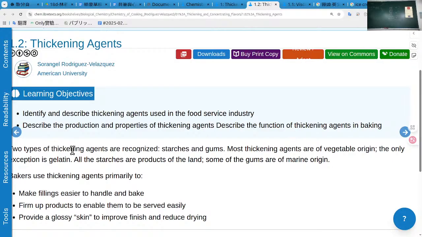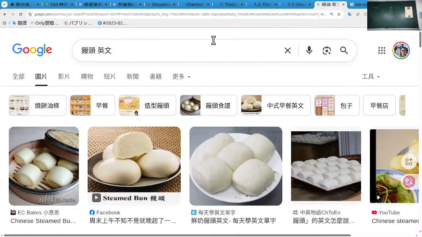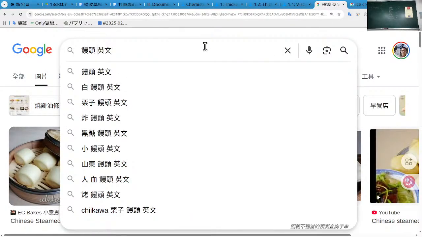Two types of thickening agents are recognized: starch and gums. Starch is easy to do because we can heat starch. There are many types of starch. In our language we call it thickening. How can I say thickening starch? For example, you can eat this one. I don't know the term in English.